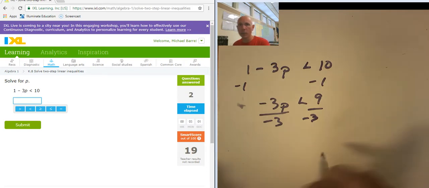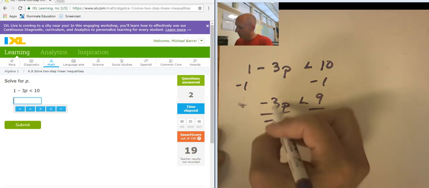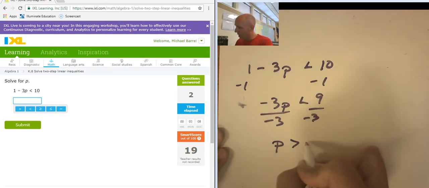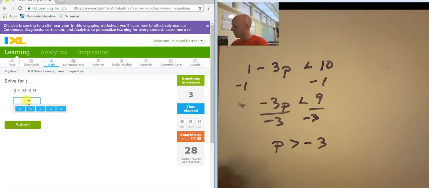So where was I? I was doing this. So I'm dividing both sides by a negative 3, which means this is going to be p is greater than negative 3. Notice that the inequality symbol flipped. Oh, now I can't type it there. Now I can. P is greater than negative 3. So that's correct. Negative 3 with a flip, yes. Fantastic.